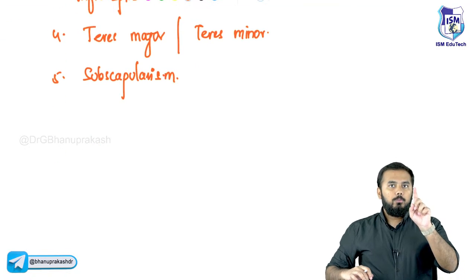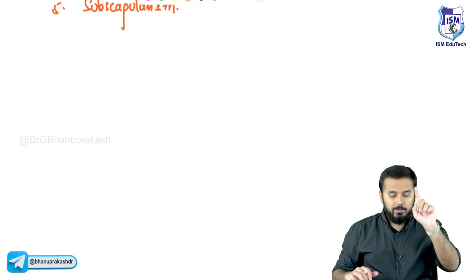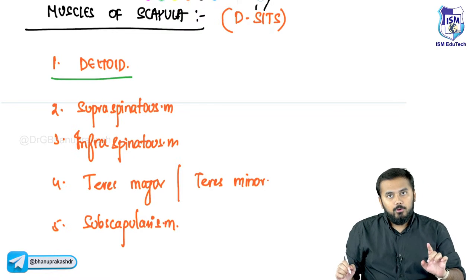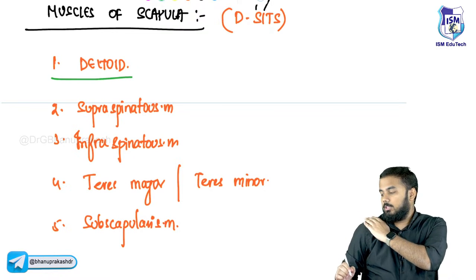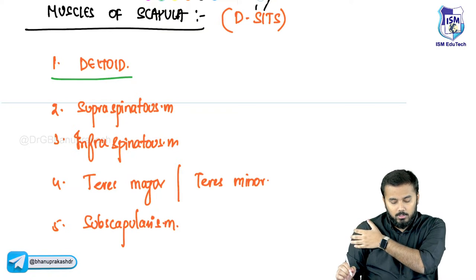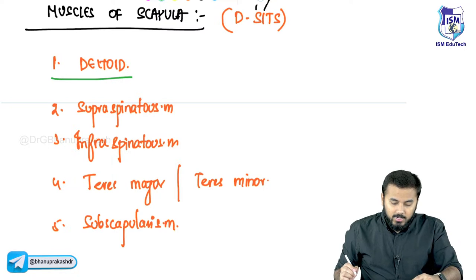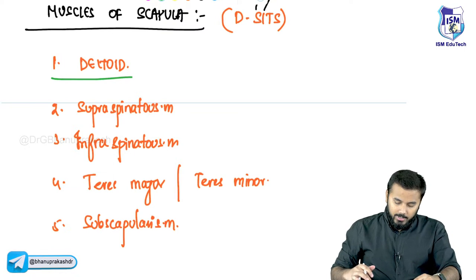Fifth important thing is subscapularis muscle. Now all of you pay attention to whatever I'm teaching you. First of all, where is deltoid muscle located? All of you know deltoid muscle is located here in the shoulder region. Yes or no? Triangular shaped muscle. That is your deltoid muscle. Right. Now after this, let us discuss the remaining muscles.